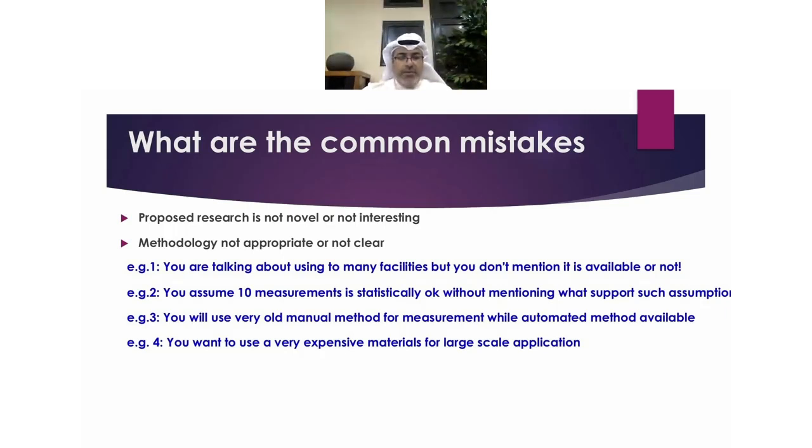You want to use a very expensive material for a large scale application. I made this mistake once. I want to convince the reviewer that I'm going to apply my research to a large scale application, but my material is very expensive. So it is not viable, actually. You have to have cheap material in order to go for large scale application. So these are some examples of mistakes in the methodology.